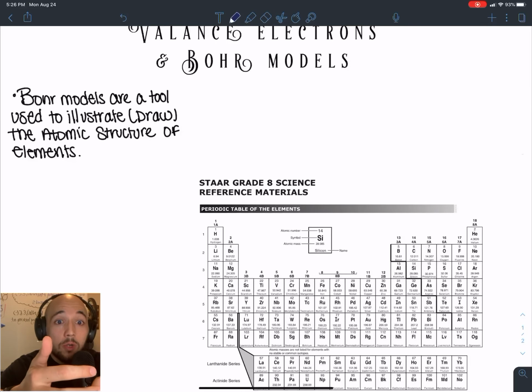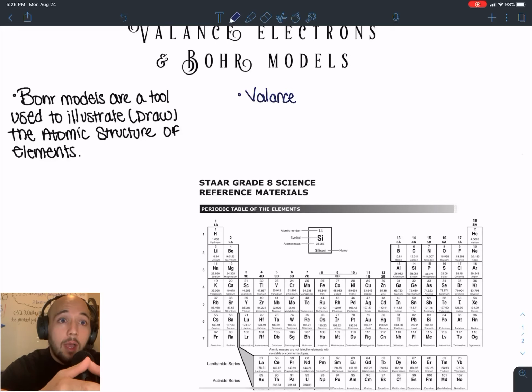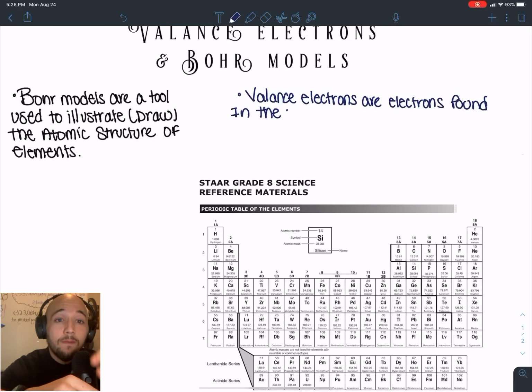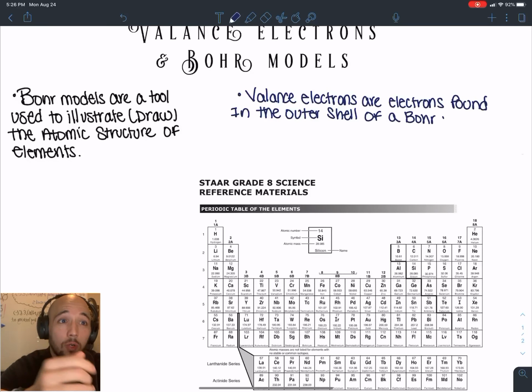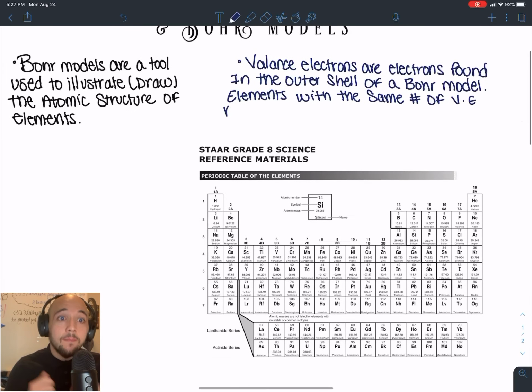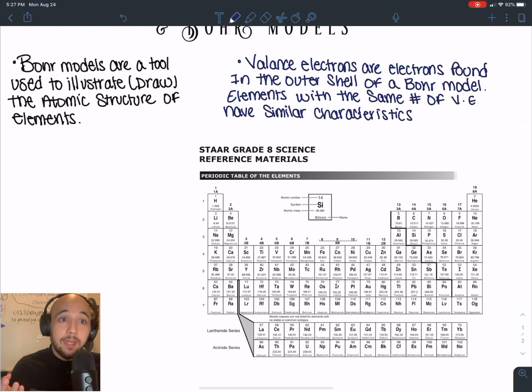There's a reason why we talked about where to find protons, neutrons, and electrons by looking at a periodic table, and also how to find the number of shells by looking at a period on the left-hand side, and also by looking for valence electrons on the upper part by looking at groups or families. So valence electrons are electrons found in the outer shell of a Bohr model. And that's going to be the last shell, the last circle, depending on how many circles it has. The last one that it has, that's going to be the outermost circle. And that is where you find your valence electrons.